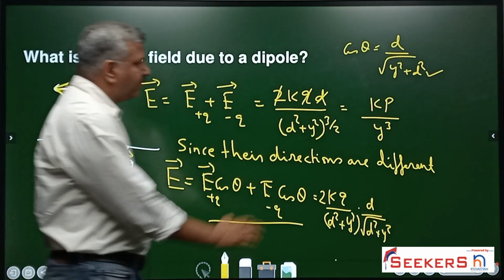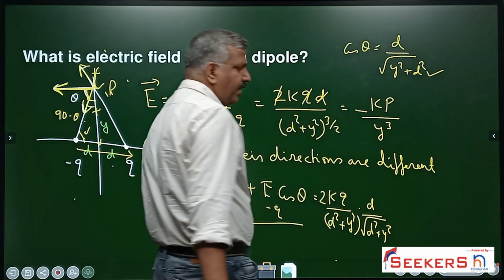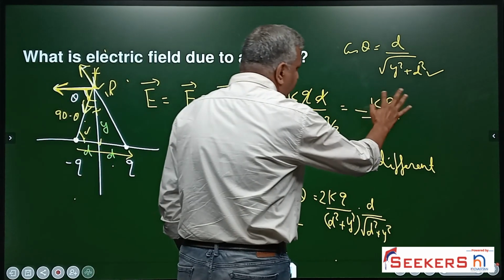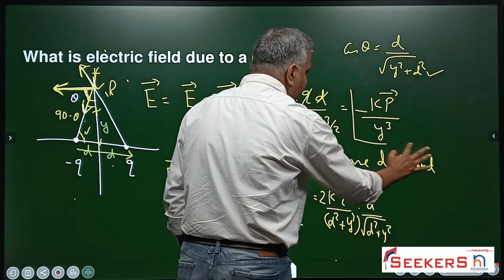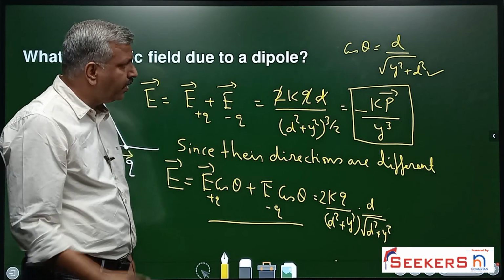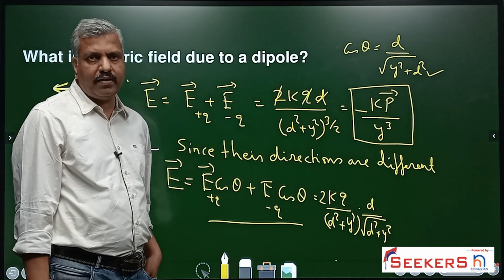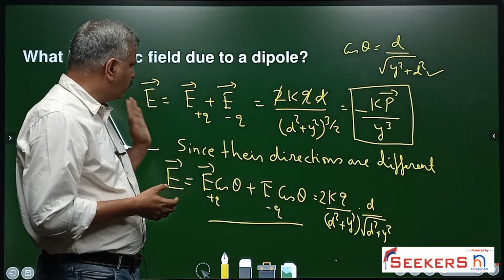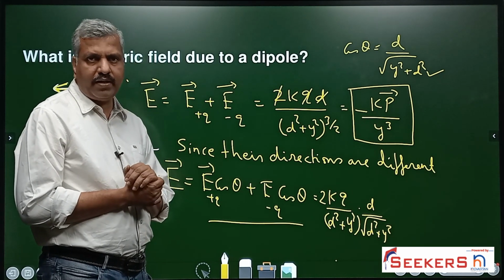Because the electric field is in the opposite direction, I will say the electric field is minus kp by y cube, where I put a vector sign here, so that once we know what is the direction of the electric dipole moment, we can find out the direction of the electric field at an equatorial point. Okay. So I hope you are able to understand this particular derivation.